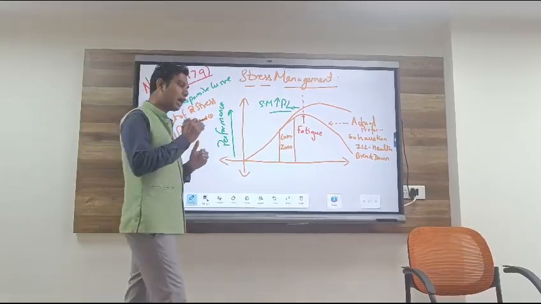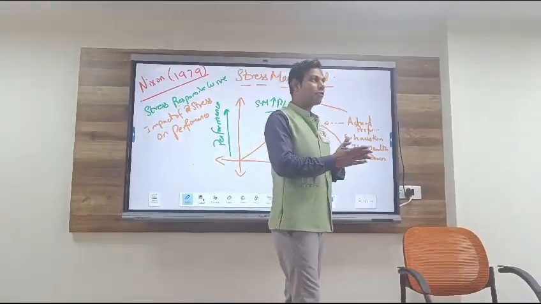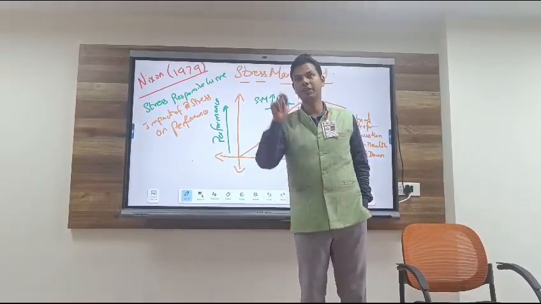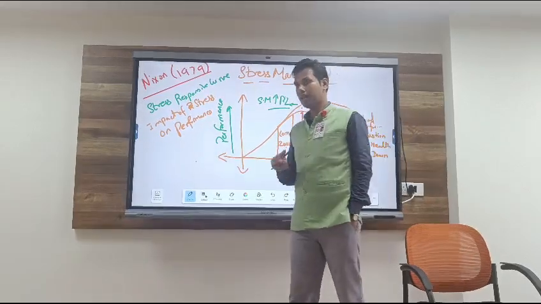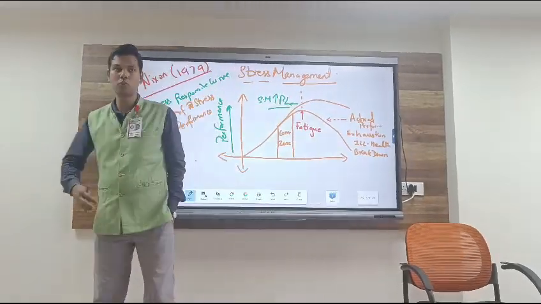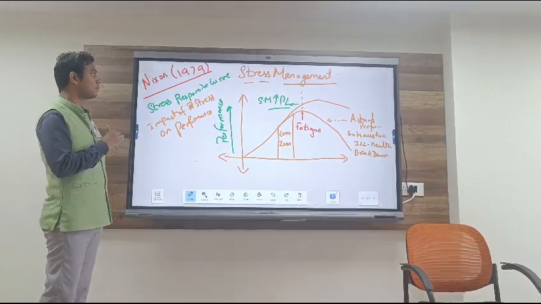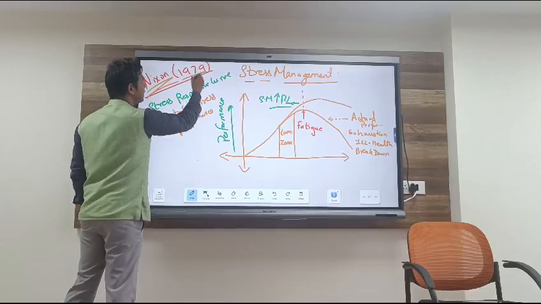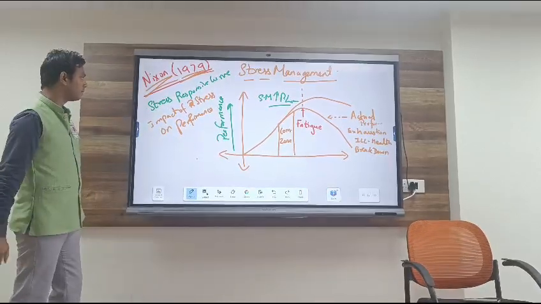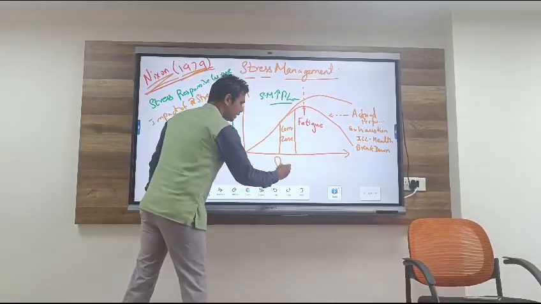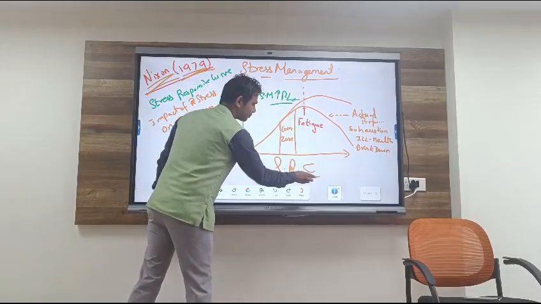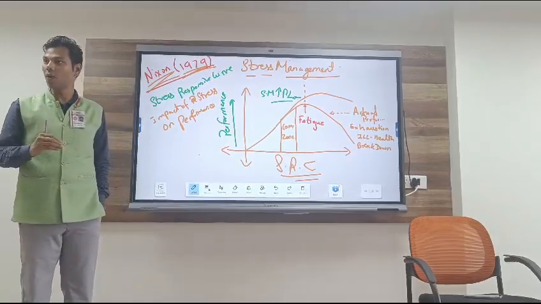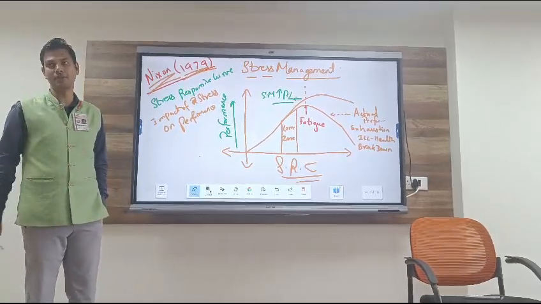Remember, if you have been asked, explain the impact of stress on performance with the help of a theory, then we have two theories. And if they don't specify, you can use this theory, one of the well-known, profound theories which was given by Mr. Nixon in 1979, which is nothing but the stress responsive curve. The stress responsive curve will tell us how stress impacts our performance.